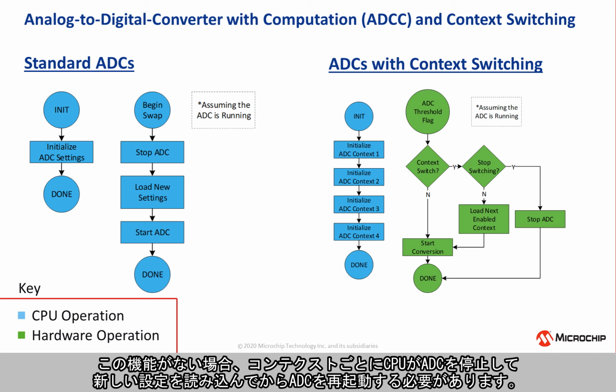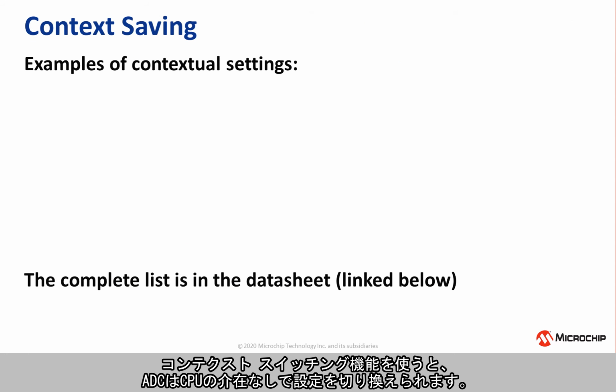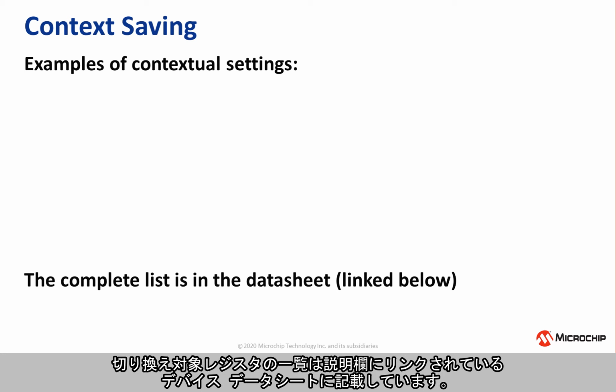Without this feature, the CPU would have to stop the ADC, load the new settings, and then restart the ADC for each context. This has two main disadvantages. One is the delay caused by reconfiguration, and the other is a higher software complexity. With context switching, the ADC gains the ability to switch its settings without CPU involvement. The full list of switching registers are defined in the device datasheet, which is linked below.